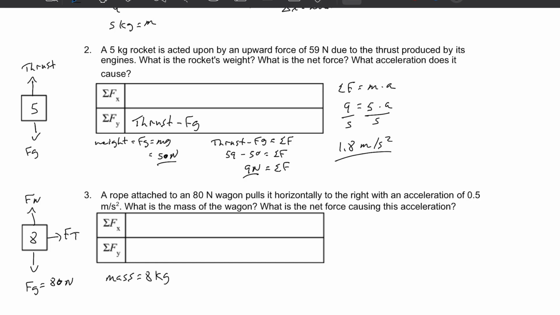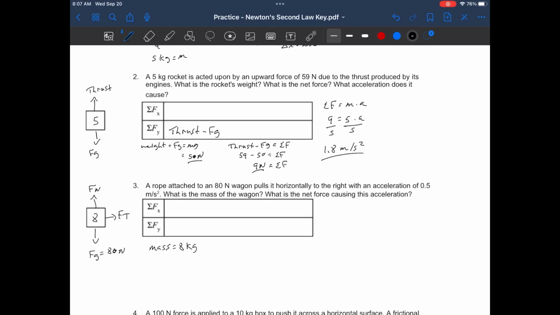What is the mass of the wagon? Well, if the force of gravity is 80 newtons, the mass is 8. We're just going to take the weight and divide it by 10 to get the mass. What is the force causing this? What is the net force causing this acceleration? In the x direction, the net force is simply the force of tension. And the force of tension, or the net force, is equal to mass times acceleration. In this case, 8 times 0.5, giving us 4 newtons.